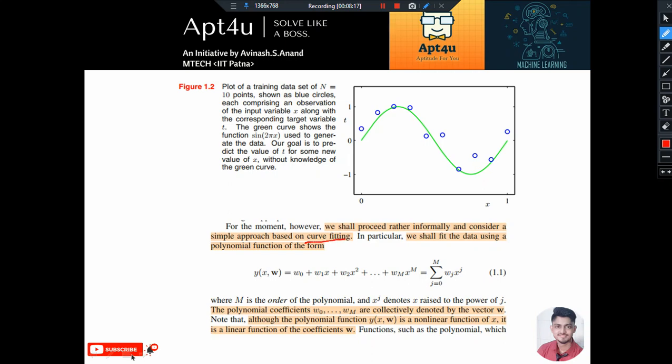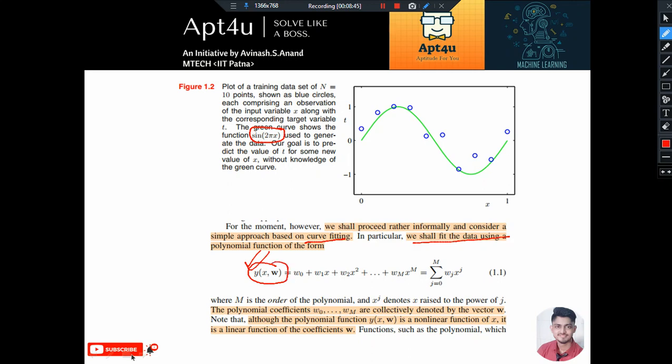Remember, we have data points, and this sinusoidal curve is only known to us. We just know that the data points in this space were generated using the sin 2 pi x function. But now our objective is that the model has to say yes, this is the pattern that the data points are following, by generating its own curve. So we shall fit the data using this particular equation, it's not a function, I'm sorry.